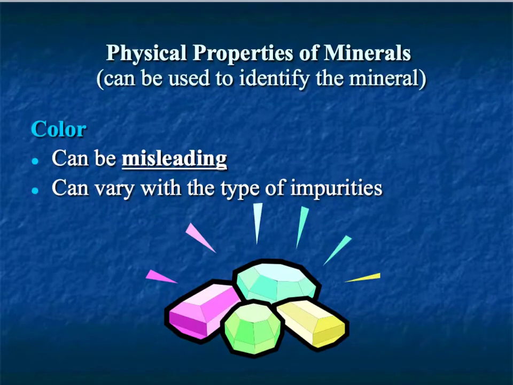Physical properties of minerals is how we identify them. Color, remember, can be very misleading. Color changes with the type of impurity or trace elements that gets into the mineral. But remember that is the least reliable way to identify a mineral.